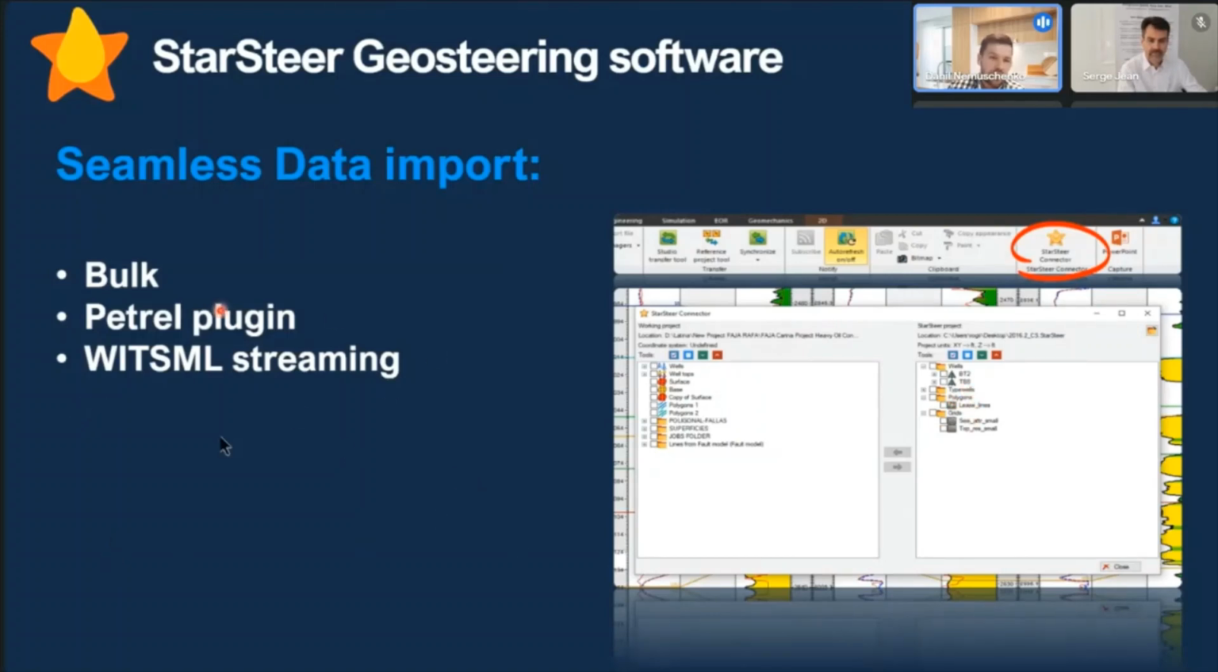And we have XML streaming. So if you have XML server and you have credential, you can stream data in real time to StarSteer, or you can stream memory data from the previous well directly to StarSteer.